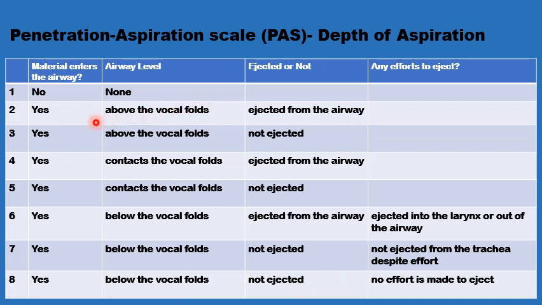So it passes through 2 and 3, and in number 2 and 3, the colored food goes into the laryngeal supraglottic path, laryngeal vestibule, but remains above the level of the vocal folds. It's completely ejected in grade 2. This can be passed as normal, and it's not ejected in 3. In grade 4 and 5, the colored food goes in contact with the vocal folds, again ejected in 4 and not ejected in 5. In number 6 and 7, the colored food goes beyond the vocal folds. In number 6, it is ejected, and in number 7, it is not. This scale of 8 points is important in understanding the severity and the depth of the aspiration.